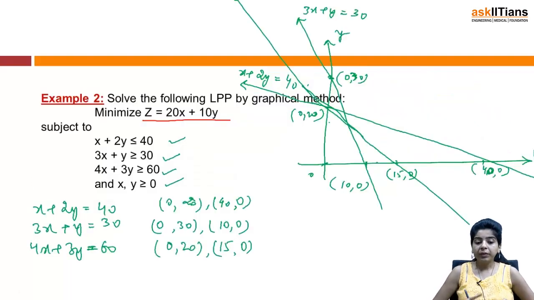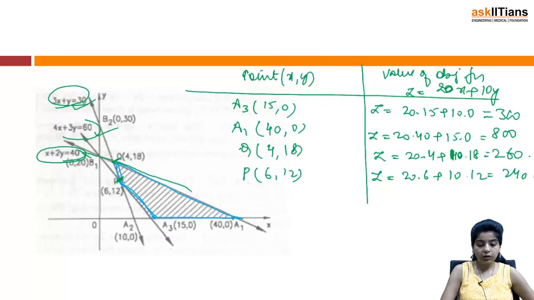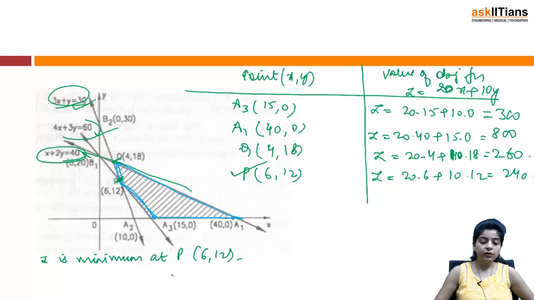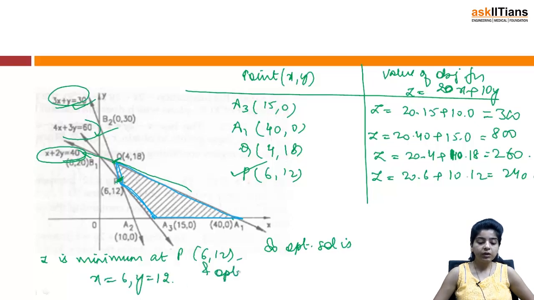Now the question was to minimize z. So we have to find out the minimum value of z. You can see that out of these, the minimum value is obtained at P. So clearly z is minimum at P, that is (6, 12). So the optimal solution is x equal to 6, y equal to 12, and the optimal value of z is 240. So this was the corner method.